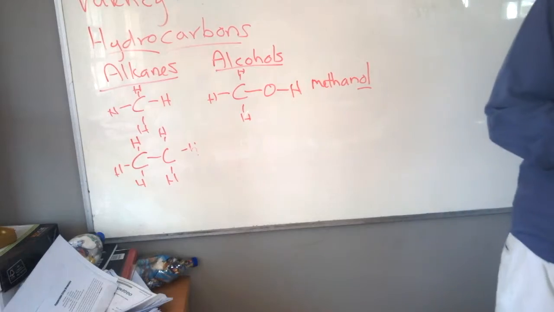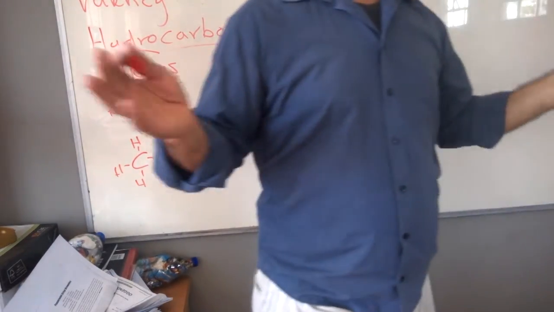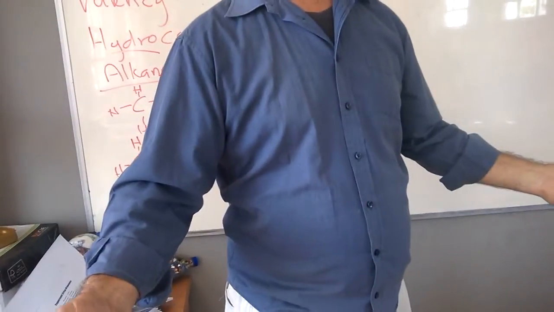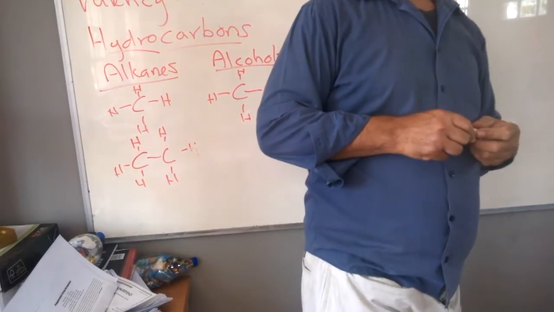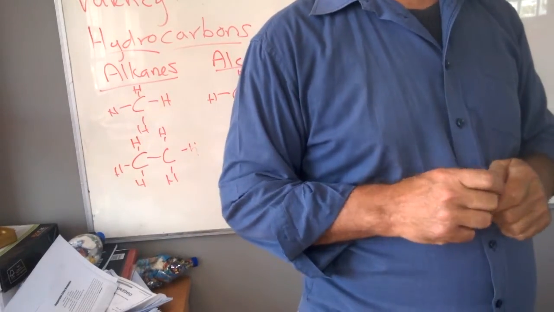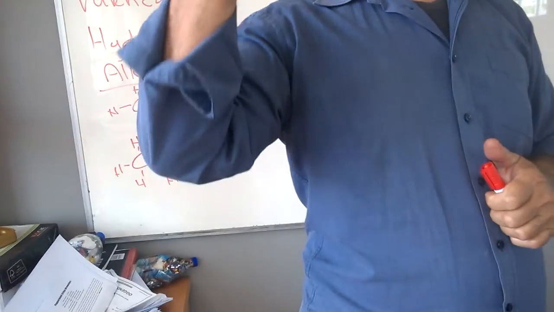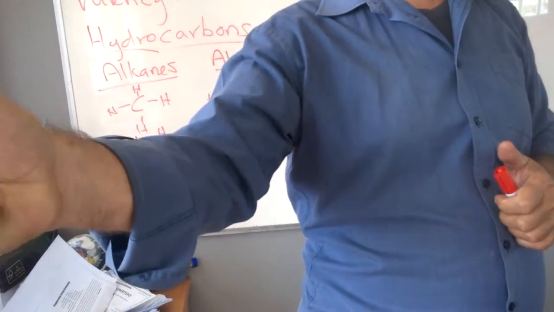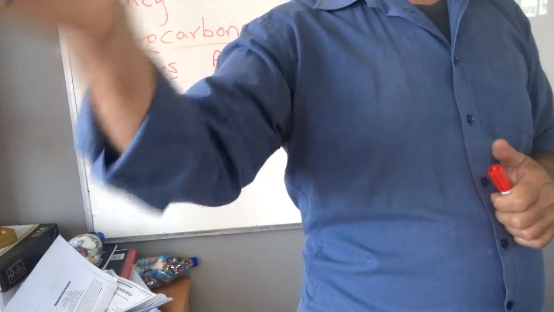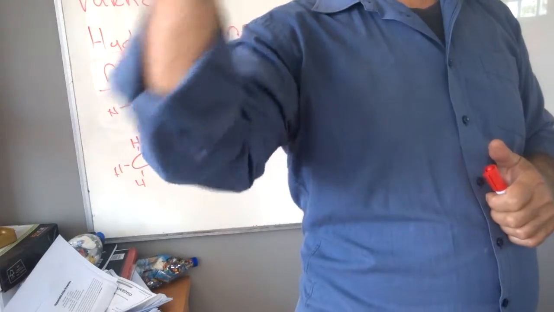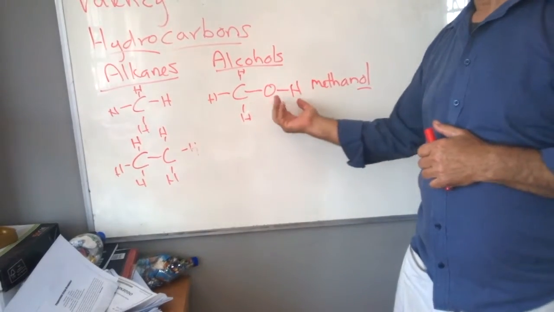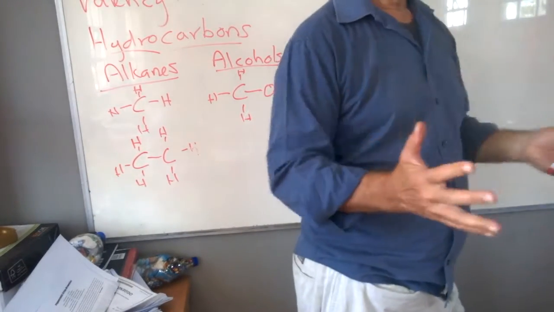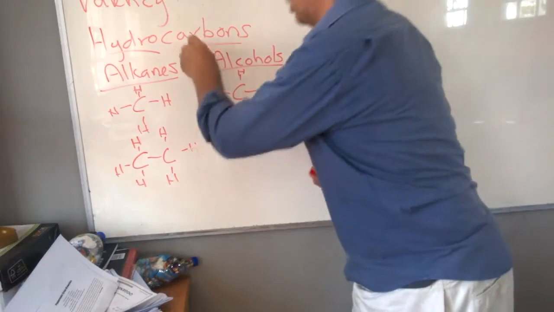So all the alkanes ended in ane. Methane, ethane, propane, butane, pentane, hexane, heptane, octane. They all ended in ane. Now let's try the same with the alcohols. Methanol, ethanol, propanol, butanol, pentanol, hexanol, heptanol, octanol, and they all have got an OH group. We call that its functional group. All the alcohols belong to the same family.